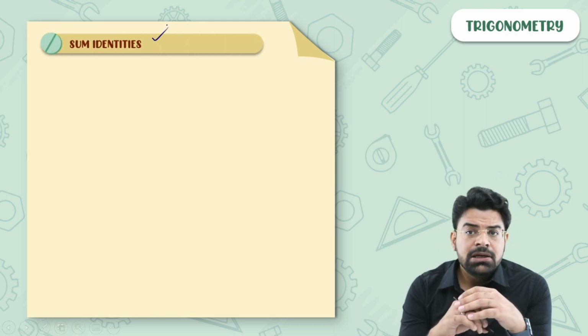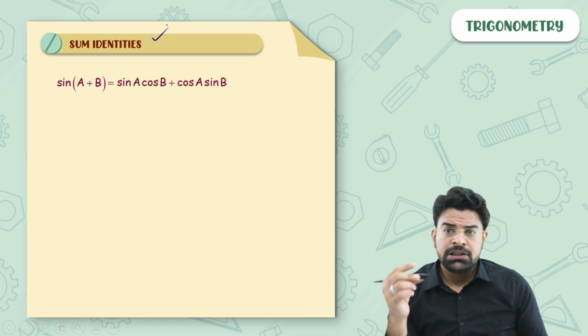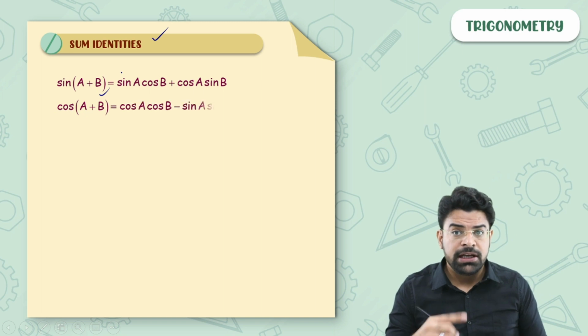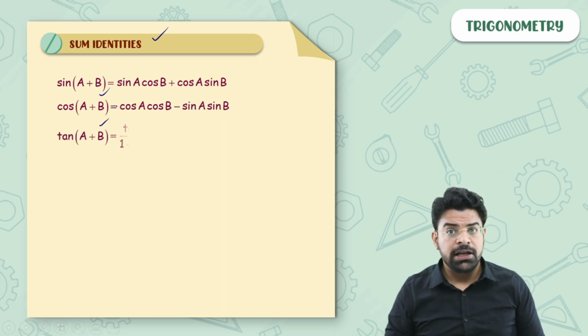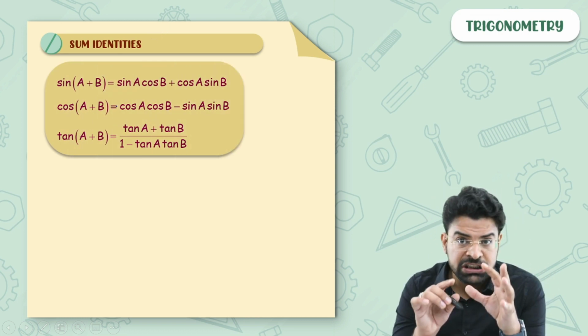Now, there are some identities. Sine of A plus B can be written as sine A cos B plus cos A sine B. Cos of A plus B can be written as cos A cos B minus sine A sine B. Tan of A plus B can be written as tan A plus tan B upon 1 minus tan A tan B. You need to remember these three formulas.